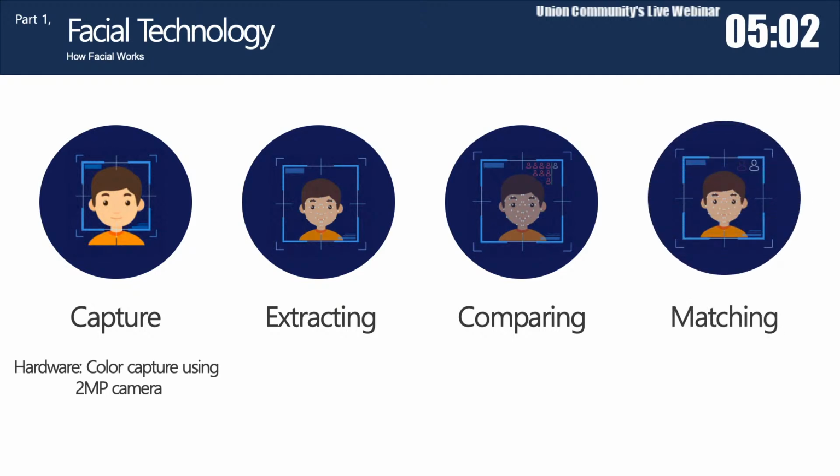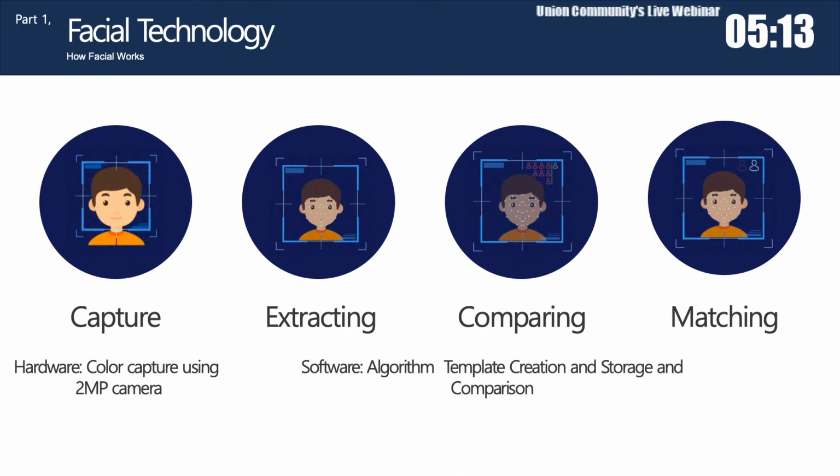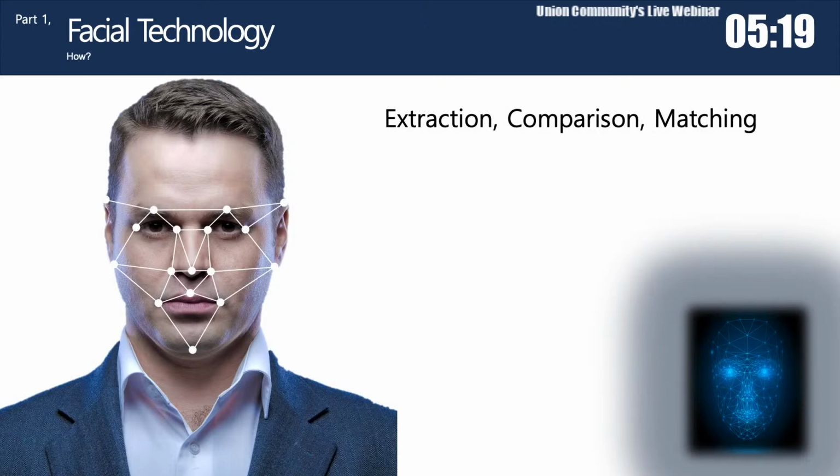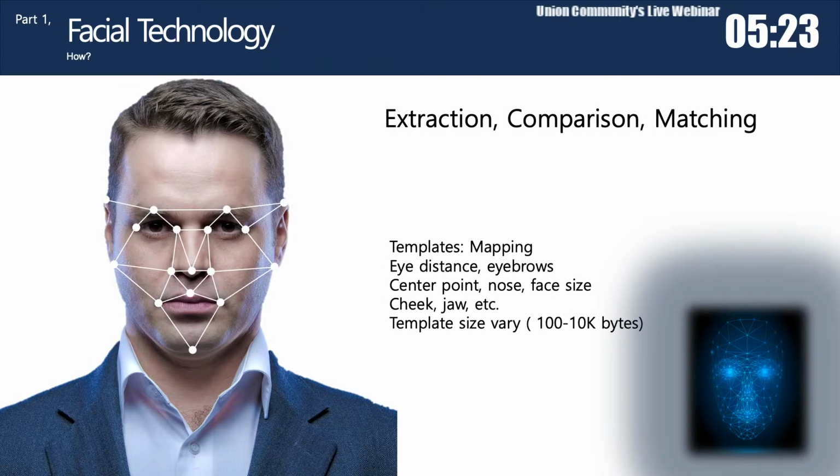Now, we have the three parts: extraction, comparing, and matching. Those three parts are heavily focused and rely on the software algorithm that we're using. Now, just to talk a little bit more about the extraction, comparison, and matching points. As I said, we use specific points on the face to determine what are the best points and how we're going to capture the face.